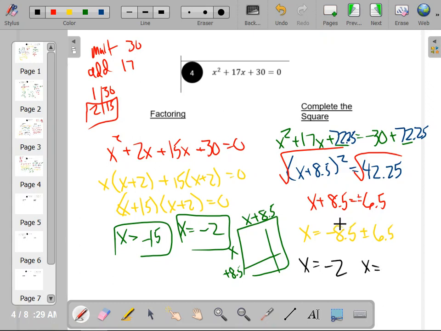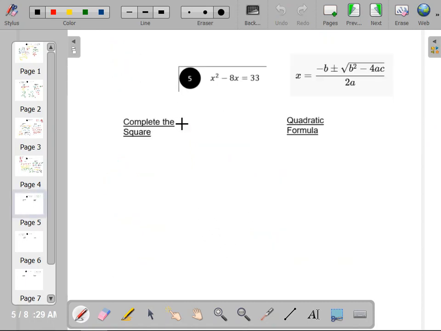And negative 8.5 minus 6.5, 8 and 6 make 14. The 0.5s make 15, so that would be negative 15. So my answers are again, negative 2 and negative 15. Awesome. We're cruising. Number 5, complete the square.